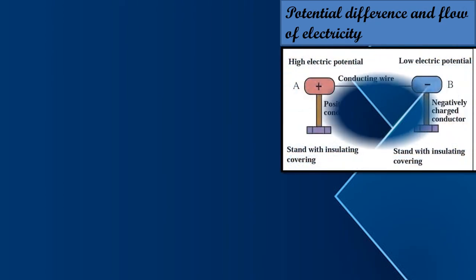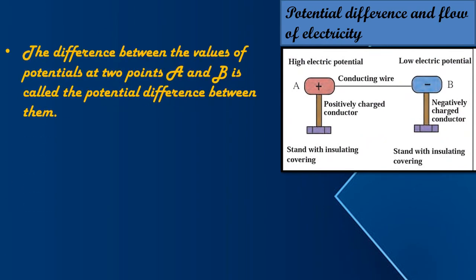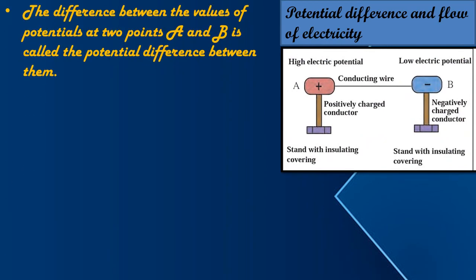Now, potential difference and flow of electricity. A diagram is given just to observe the potential difference and flow of electricity. The difference between the values of potential at two different points, that is at points A and B, is called the potential difference between them. That means how many charges are flowing between points A and B. In this diagram, conductor A is at a higher potential than conductor B. Conductor B is a negatively charged conductor, which has a low electric potential.